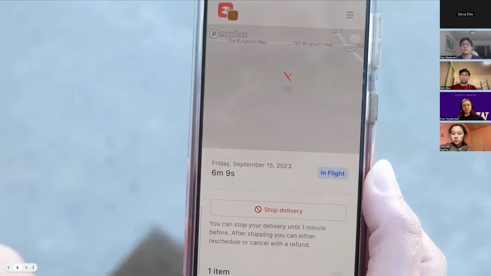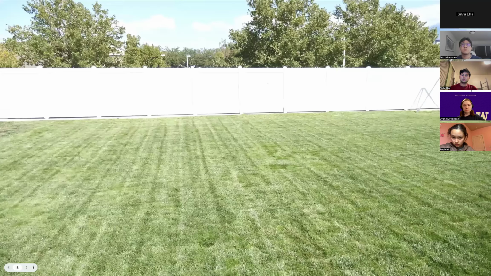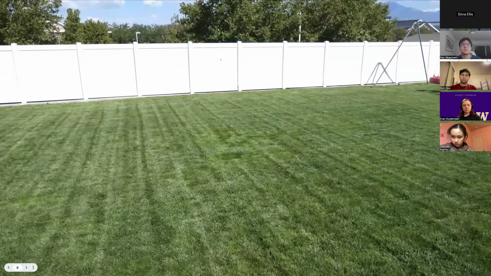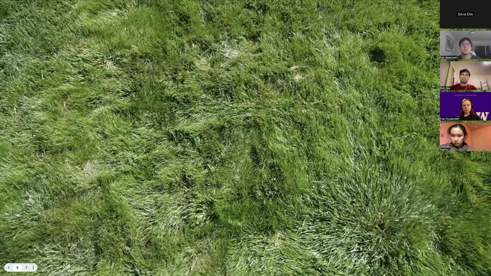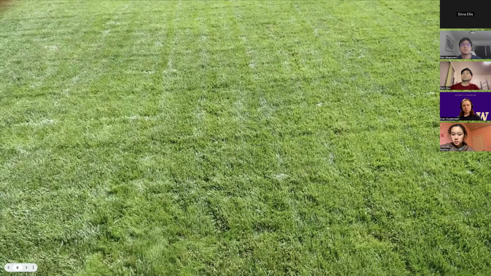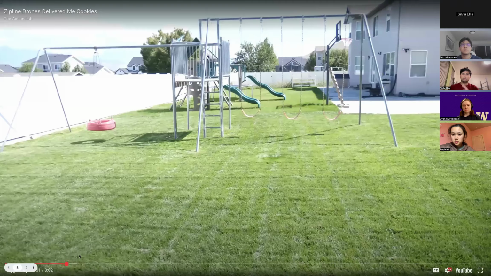Okay, it's on its way. Okay, delivery's about to come. This is the area. It's supposed to hit right here, high probability area. If there's some wind, it'll go a little bit further out right here, but delivery should be here soon.